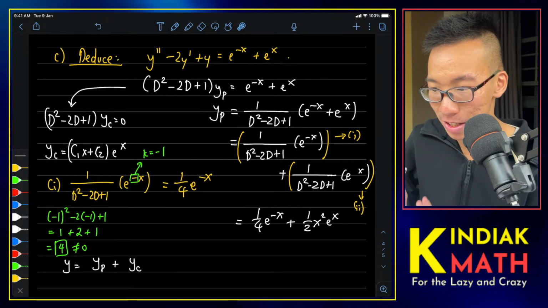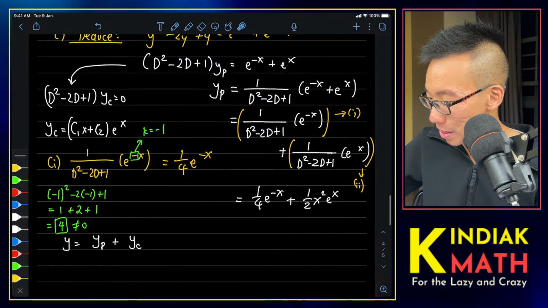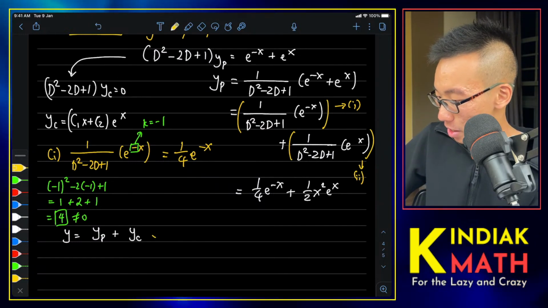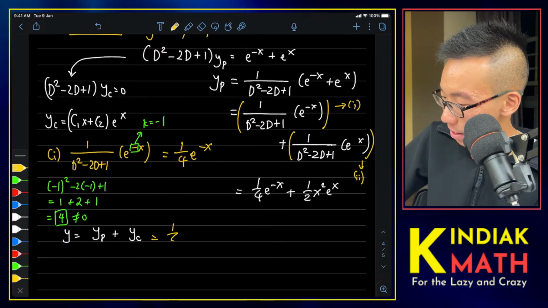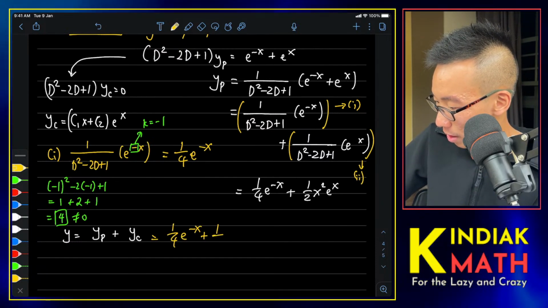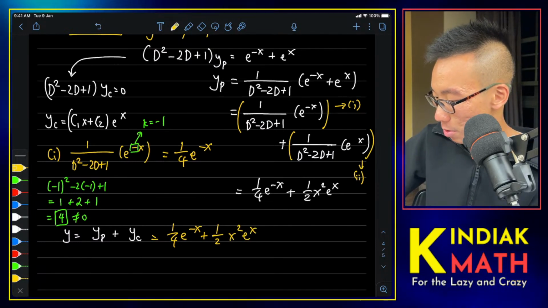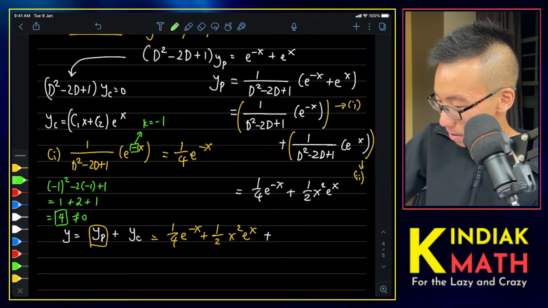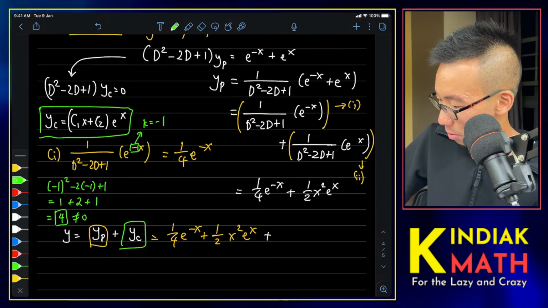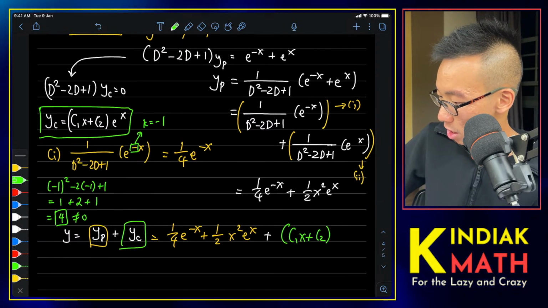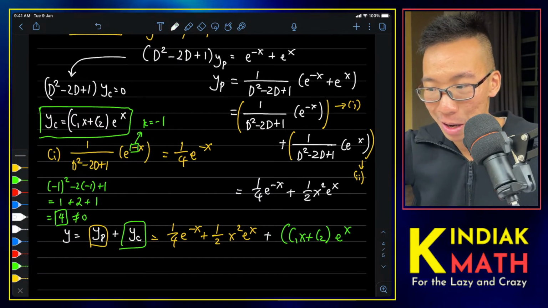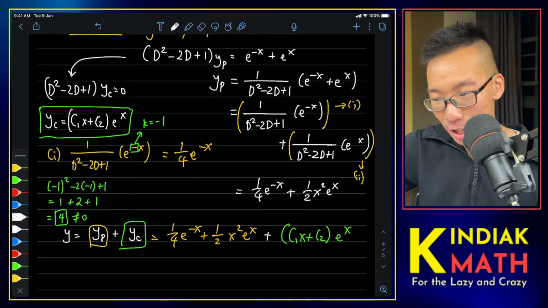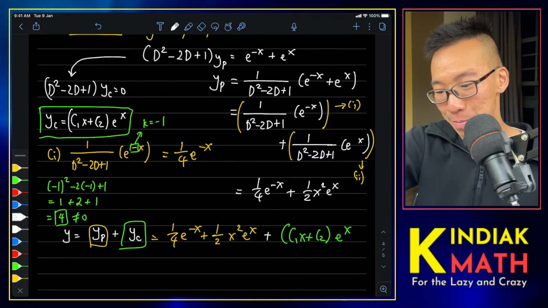So that's how we solve this equation, but that's to obtain yp. As I always tell my students, you need to answer the question by actually writing the final answer out. This is yp plus yc. It's a little bit tedious, but it gets the job done.